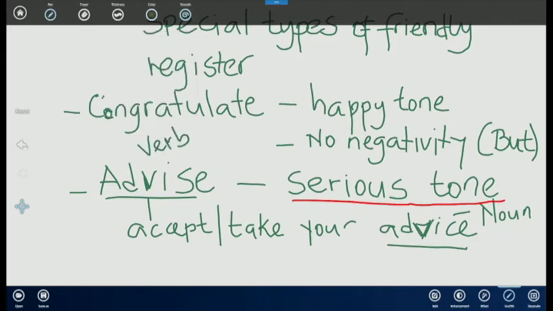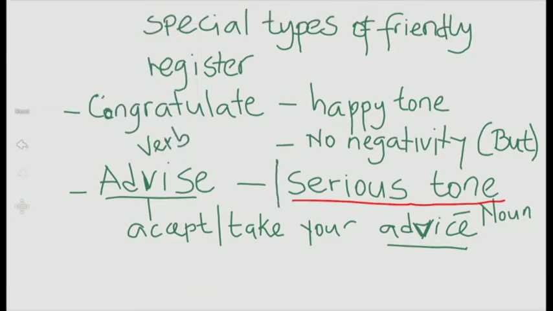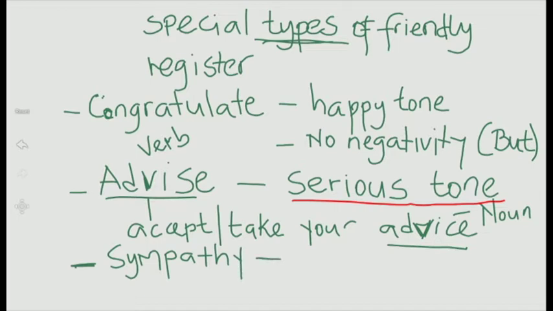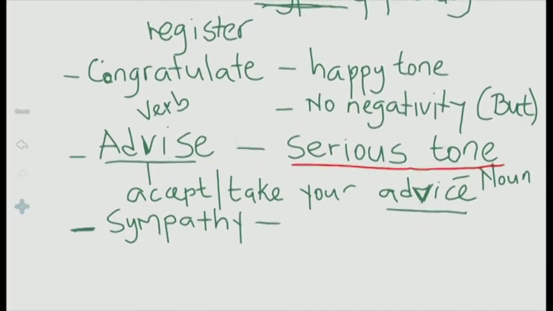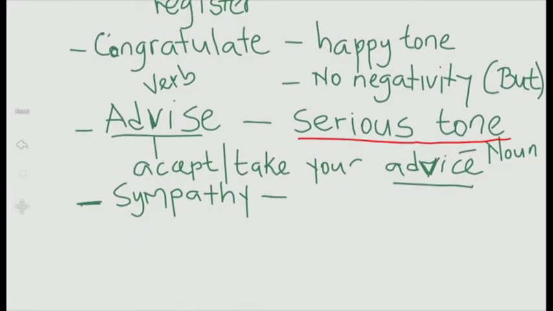All right. So, let's get to the third one now. Maybe a different scenario that calls for a different type, because that is what we are talking about. We are talking about types of friendly register. We talked about sympathy, a situation where your friend has lost a loved one, or her or his valuable possessions, and you are writing to sympathize with your friend. The language that you are expected to use when you're congratulating a friend would be different from the one that you'll use when you are sympathizing with your friend.